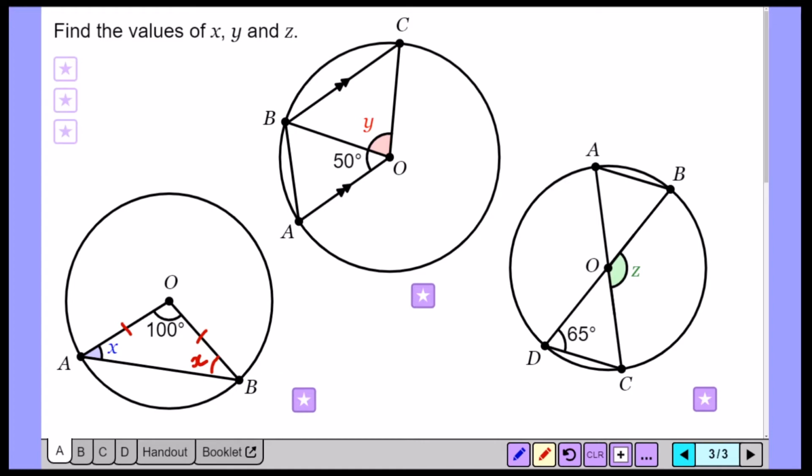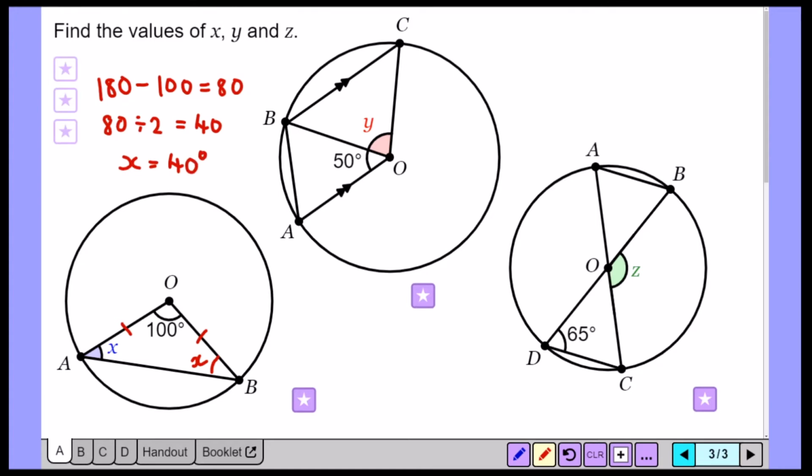I can work out x by starting off with 180, that's the sum of angles in my triangle, take away 100, which is the angle I'm given. That leaves me with 80 degrees. Because I have 2 angles which are equal, I want to share this 80 degrees between both of them, which leaves me with 40 left over. So therefore x is equal to 40 degrees.